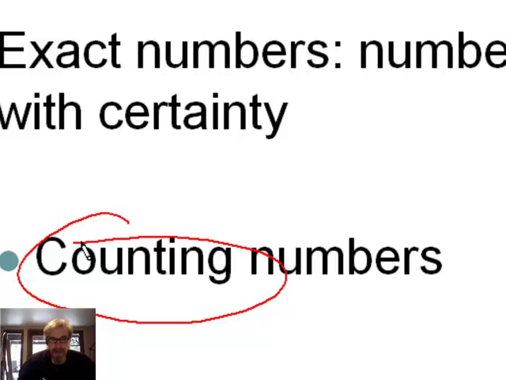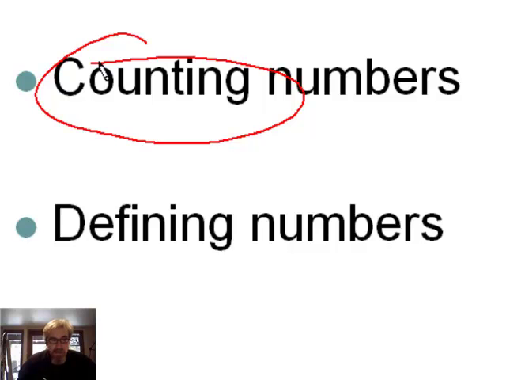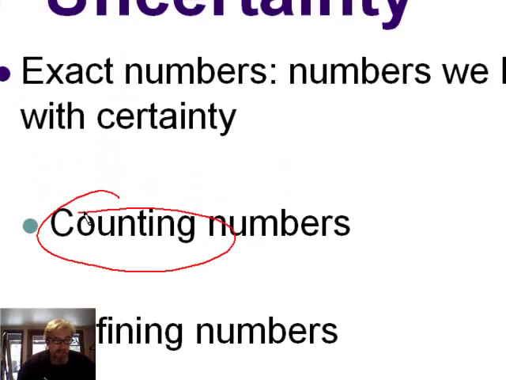And counting numbers are exact numbers. Another type of number that's an exact number is something that we call a defining number, a number that is a definition. If I say there are 1,000 meters in a kilometer, there's not 1,000 meters in a kilometer because I measured a kilometer with a meter stick. There's 1,000 meters in a kilometer because that's exactly how many are defined by what a kilometer means. So that's also an exact number.